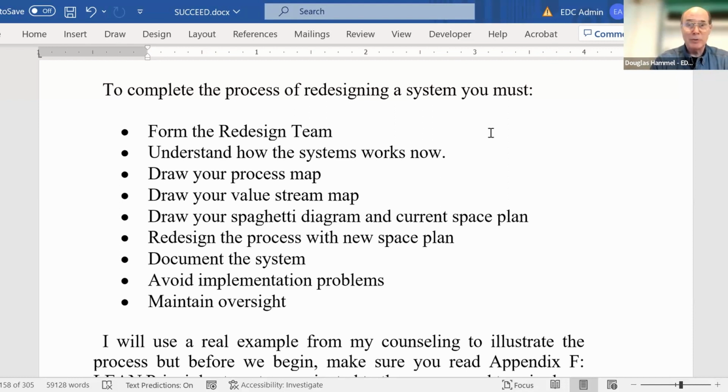There are 2 types of systems: process systems, that is stepwise systems, and causality systems. That means intentions have caused something and, distant in time, there's a result. But in a process system, what you're trying to do is control a flow. And that could be people, paper, information, products, services, anything that moves. So the process is to form the redesign team, understand how the system works now, draw your process map, draw your value stream map, draw your spaghetti diagram and current space plan, redesign the process with a new space plan, document the system, avoid implementation problems, and maintain oversight.